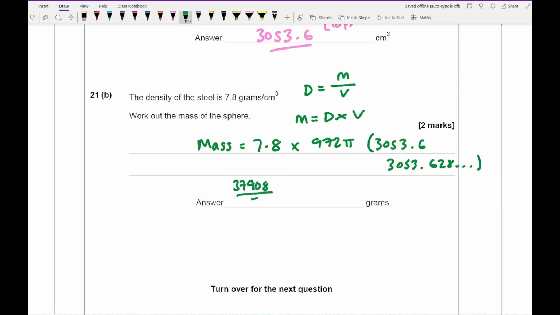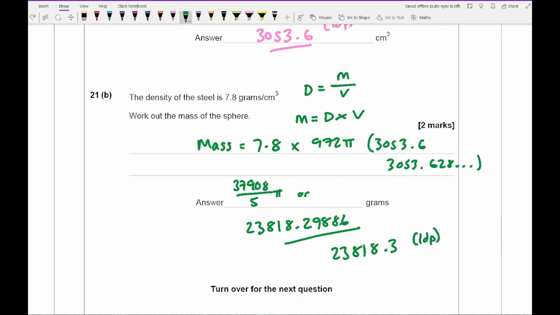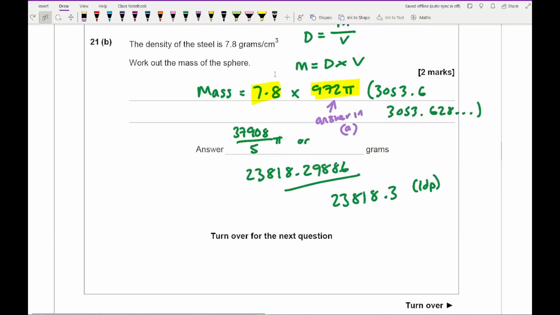You should have an answer that's the exact value of 37908 over 5 pi, or you can write it as 23818.29886, and again you can round the answer, so 23818.3 to 1 decimal place. But basically, as long as you multiply 7.8 by your answer in part A and then write down the answer, you will get the 2 marks for that.